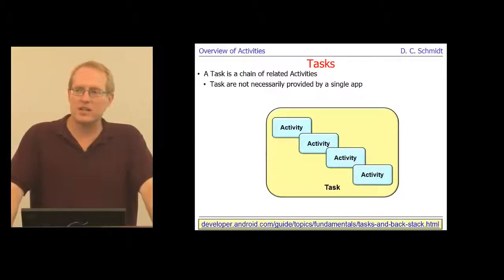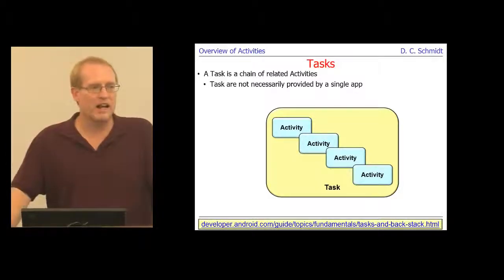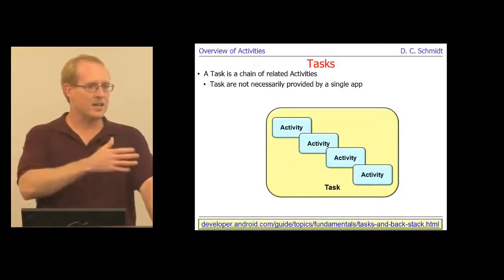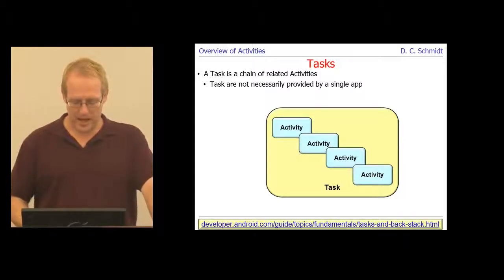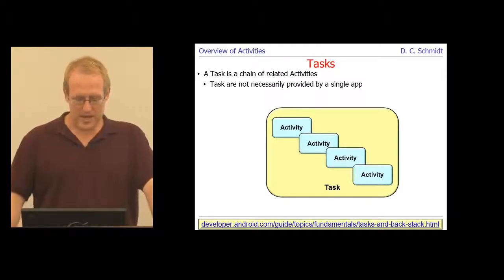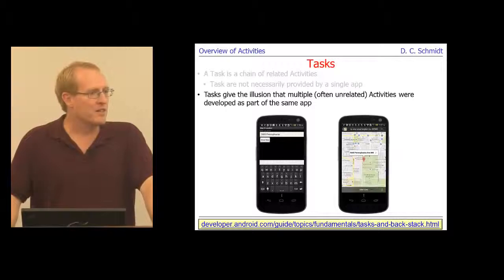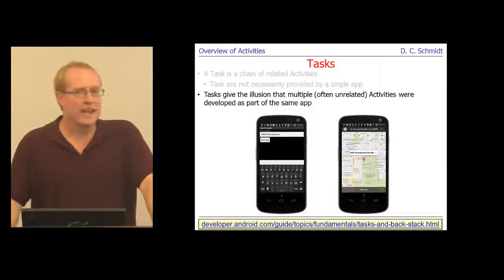A task is basically a chain of activities, and the tasks don't have to be provided by a single app. You can actually have multiple apps that are running, and they will be providing different activities in the context of the task or the task chain. And there's a nice website you can go to that talks all about tasks and how to manage tasks. We'll talk about that in a second. Tasks are really cool because they give this illusion that you have a single app, but it's actually composed of a number of unrelated activities.